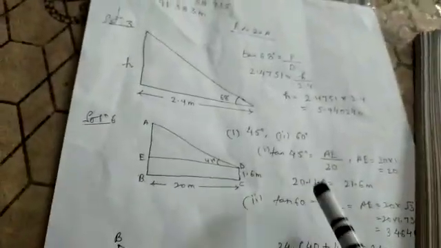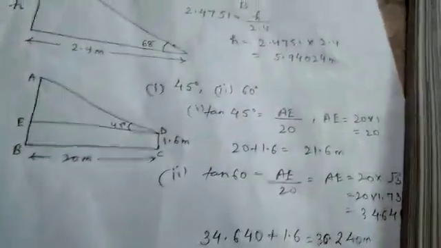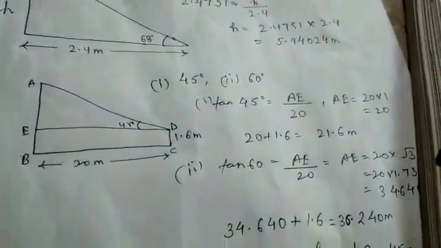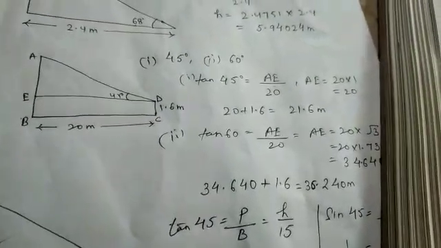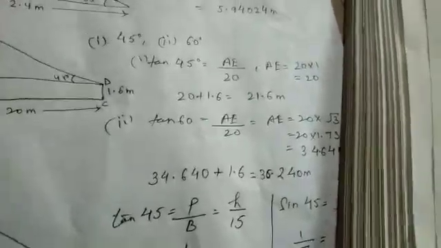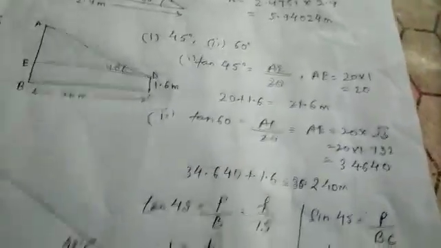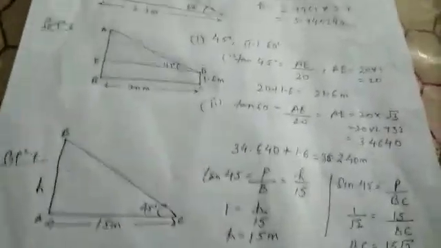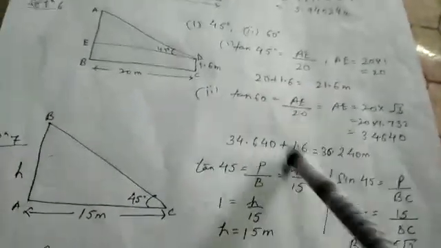Now 20 plus 1.6, why is it plus 1.6? Because the value of AE has come and the tower is AB. So 20 plus 1.6 we will add, 21.6. Similarly, I will take the second part which is angle 60 degree. tan 60 degree is equal to AE upon 20. But by this way solving I got 34.640. Okay. Then again we will add 1.6 to get 36.240 meter is the answer.